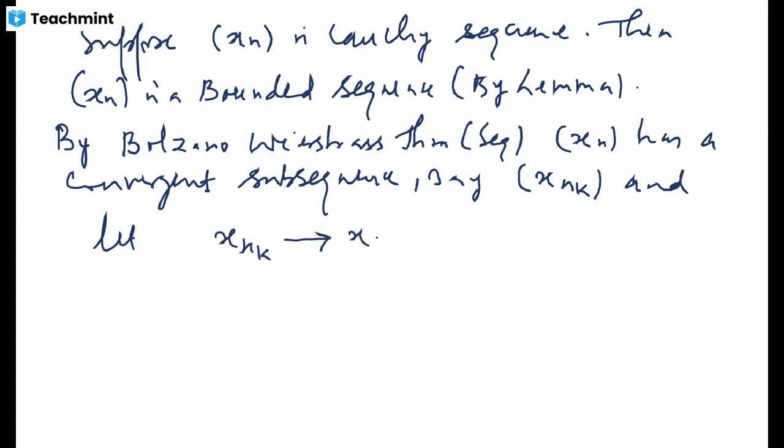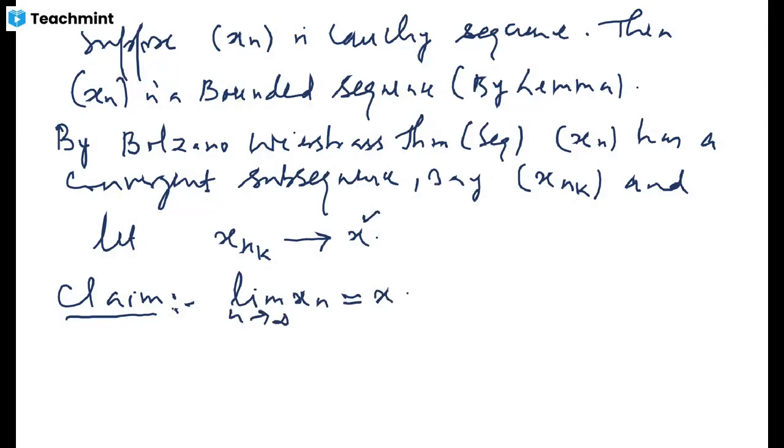Now, what information do we have till now? We have a sequence which is Cauchy, and we have been able to extract a convergent subsequence out of it. Because of that convergent subsequence, we got a limit, and we are going to prove that the whole sequence converges to this limit. To show this, let us begin with some epsilon positive.